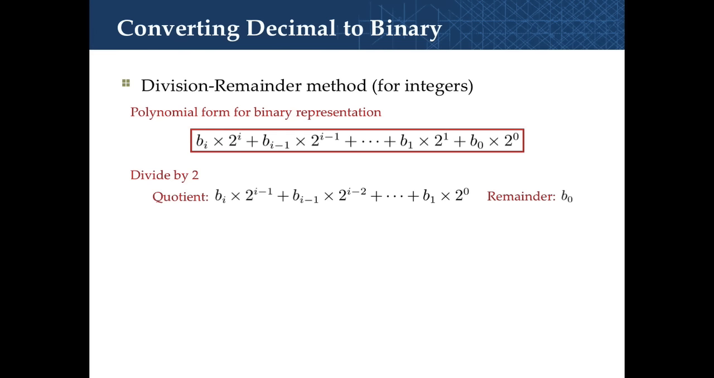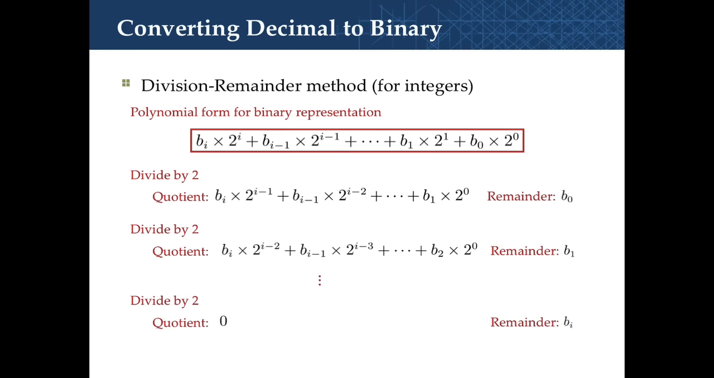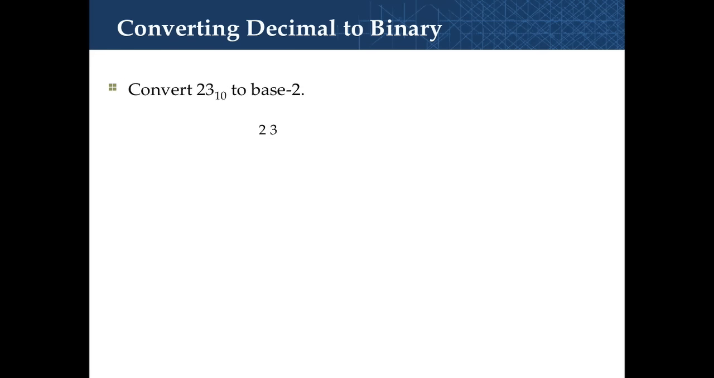as we divide. So after dividing the first time, the rightmost bit is going to be whatever that remainder is. Then we take the result of the division and divide that again, and again the remainder, and again the remainder. So let's try doing that and convert 23 base 10 to base 2.